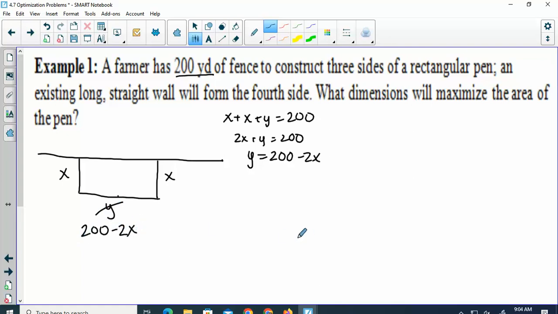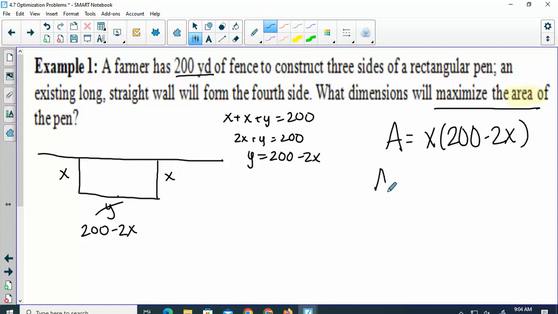Okay, so this counts as identifying your variables. You can either tell me in words what they are or label it in a picture. Everything is in terms of one variable now. We don't have x's and y's anymore. What dimensions will maximize the area? So the thing you want to maximize, we need an equation for. How do you find area of a rectangle? Length times width. So that would be x times 200 minus 2x. If you distribute, that's 200x minus 2x squared.